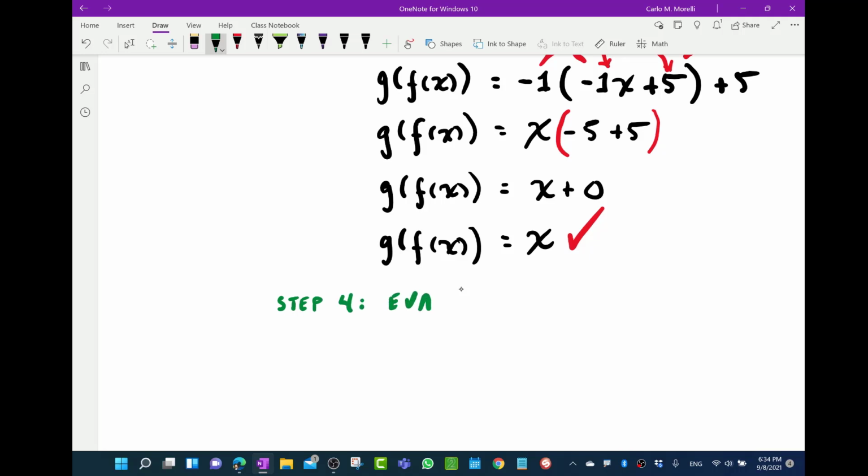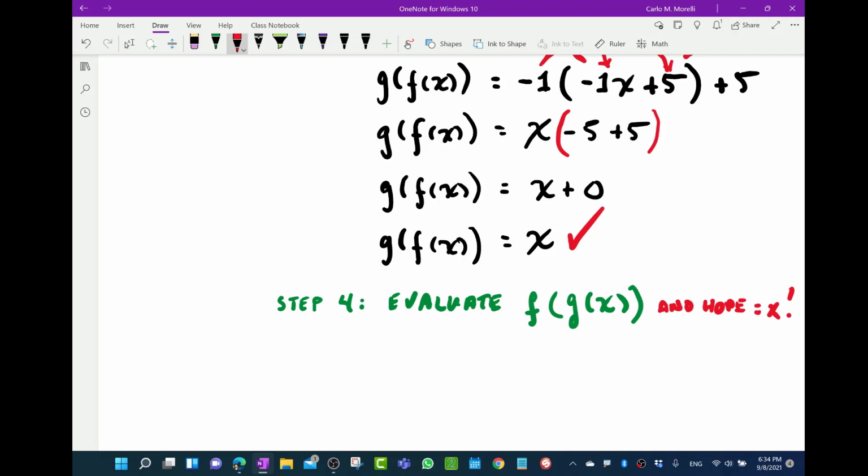Evaluate f of g of x, and hope it equals x. All right? That's what we're really hoping for. Because if we do this and it does simplify down to x, then we're done. We've validated it. We've proven it beyond any doubt.